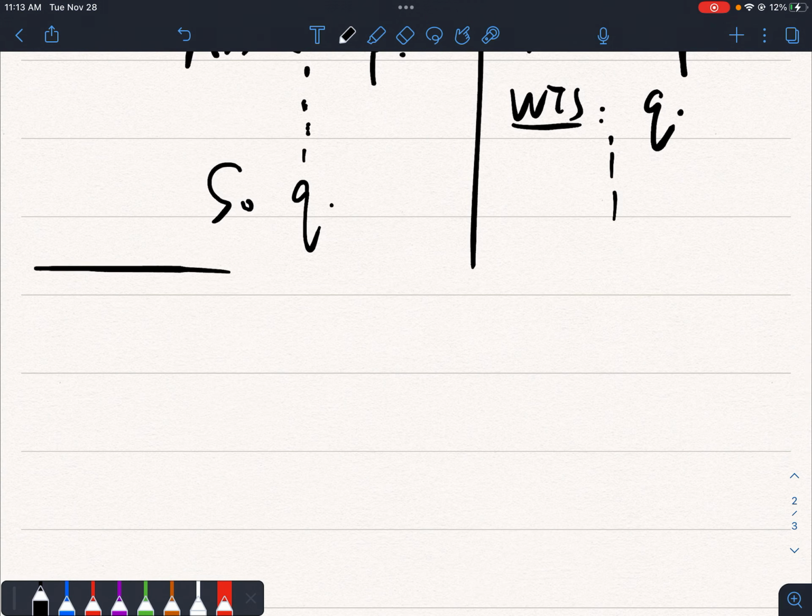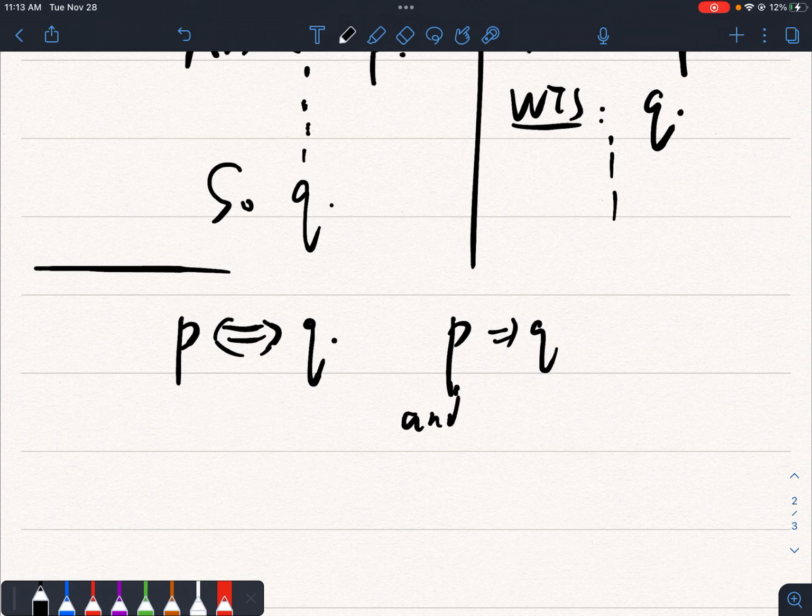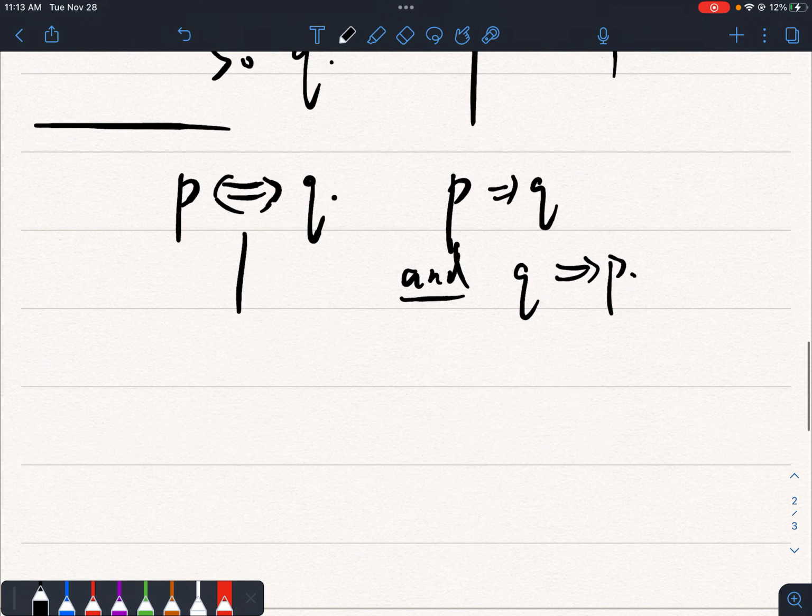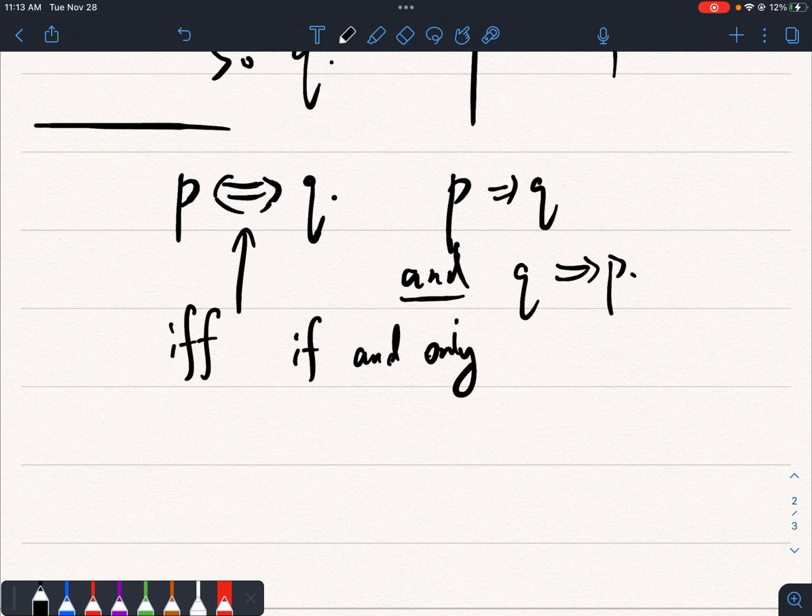And then if you want to show, so now what it means for P to be logically equivalent to Q is that P implies Q and Q implies P at the same time. So this means P is true if and only if Q is true. This is also called "if and only if", or denoted by iff. So this means either both of them are true at the same time or they are false at the same time: P is true if and only if Q is true, P is false if and only if Q is false.